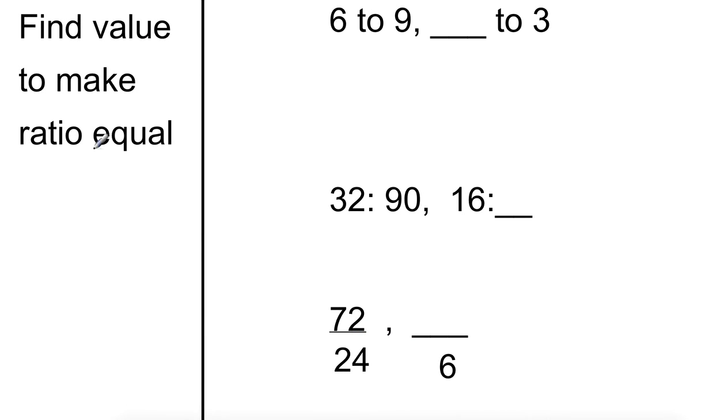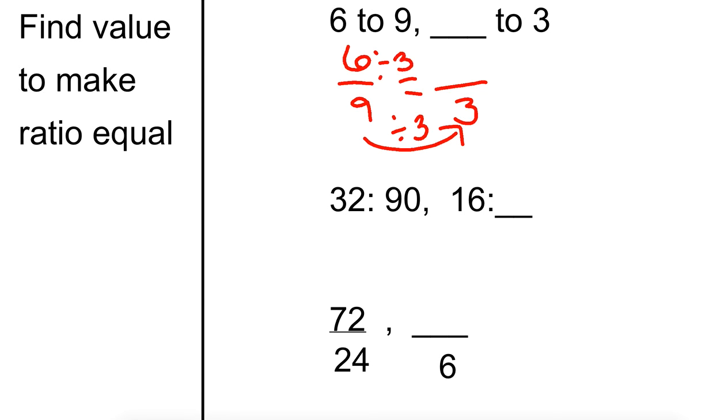All right, so find the value to make your ratios equivalent. Basically, a ratio can be written as a fraction. So if that's the case, this is 6 is to 9 as, or equal to, something, because we don't know what that is to 3. So this is exactly what we were doing with equivalent fractions. How did I go from 9 to 3? I divided by 3. Whatever I do to the top, I do to the bottom, which would give me 2. 6 is to 9 as 2 is to 3.